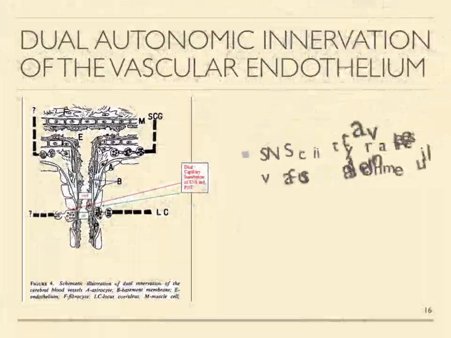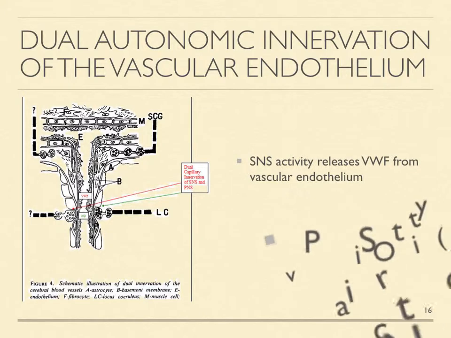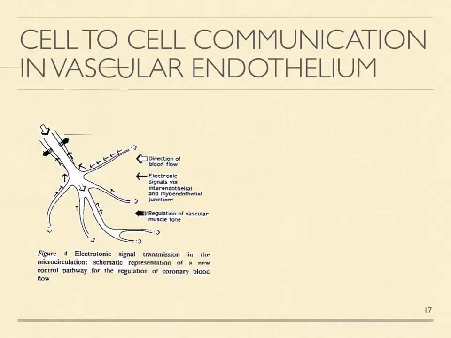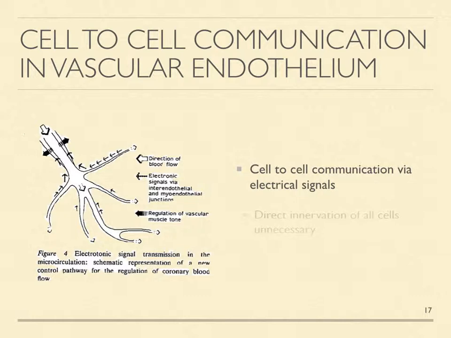The vascular endothelium has both sympathetic and parasympathetic innervation in vital organs such as brain, lung, and bowel. Electronic signals also travel from cell to cell in the vascular endothelium, so that direct autonomic innervation is not necessary to govern each and every cell.